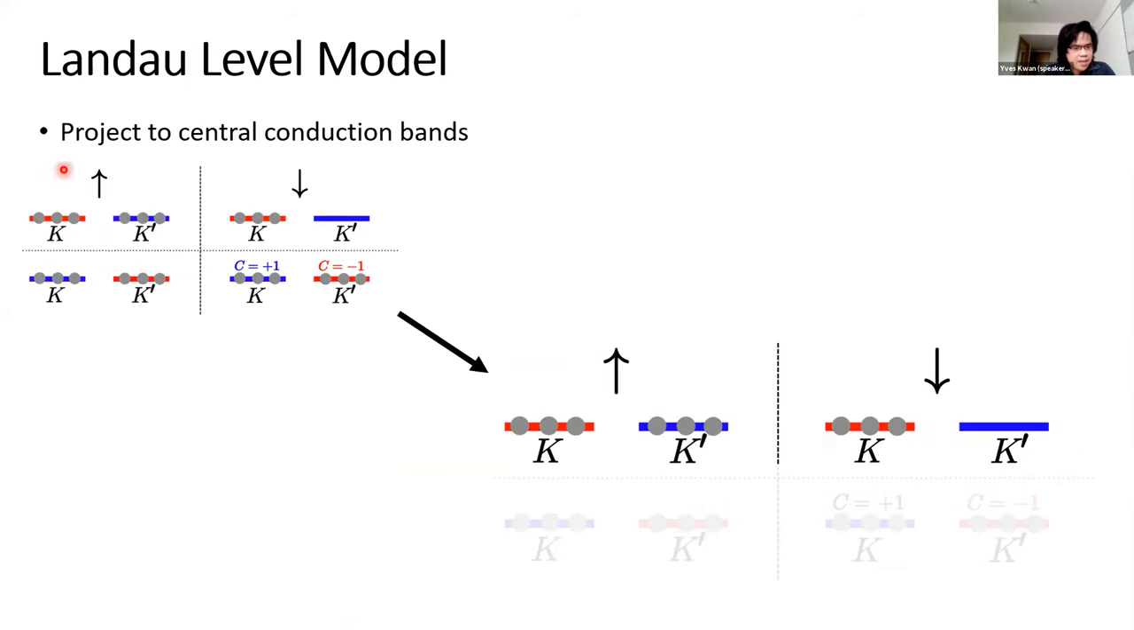So the thing is that the band structure of TBG is quite complicated, right? You have these 8 bands, there's some dispersion, they're not exactly flat, and they have some very complicated form factors. So I'm going to make a series of approximations to try and take this to a simpler model that we can solve exactly. So first of all, there's a single particle gap that separates the valence and conduction bands. So I'm going to project to just the central conduction bands. So now we just have 4 bands, and with 4 bands, now the bands are uniquely identified by the valley and the spin.